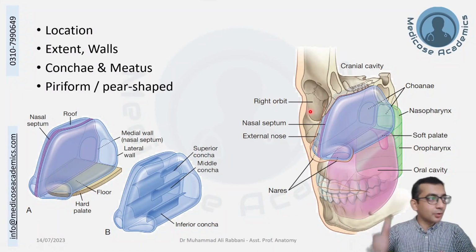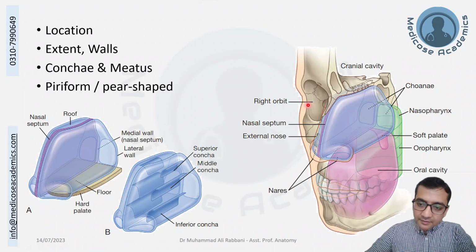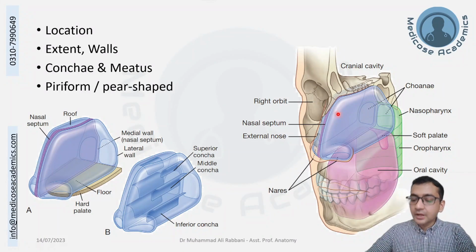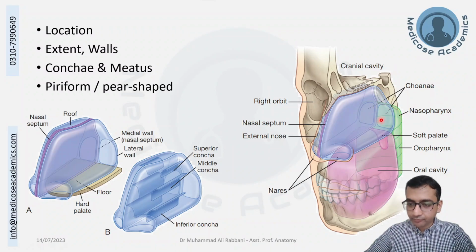So the nose is in a very crucial position. It is related to very important cavities on each aspect. Oral cavity below with hard palate intervening. Orbital cavity on the lateral aspect with the ethmoid bone intervening. Cranial cavity above with the cribriform plate intervening, and posteriorly there is nasopharynx with the posterior nasal apertures between them.